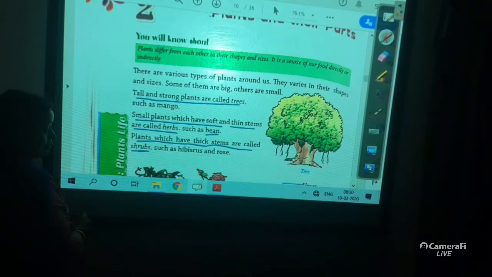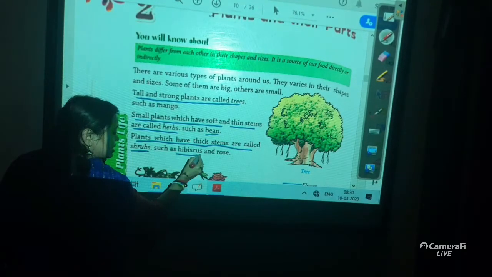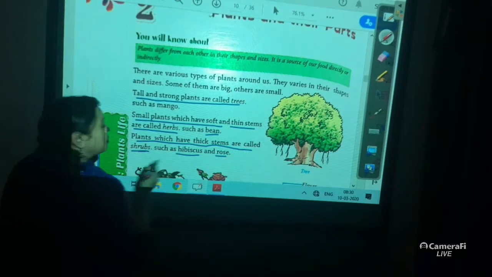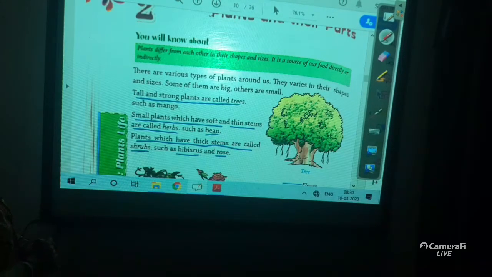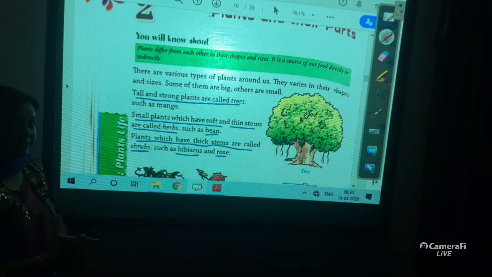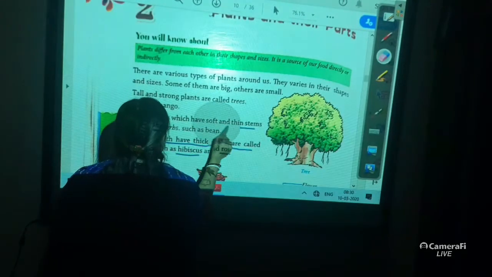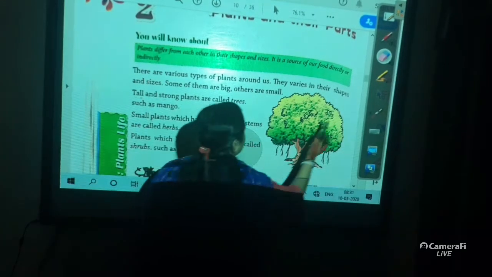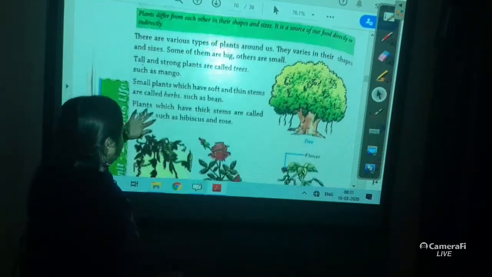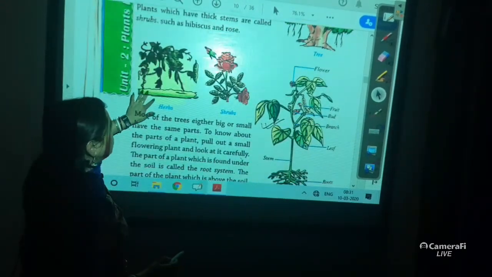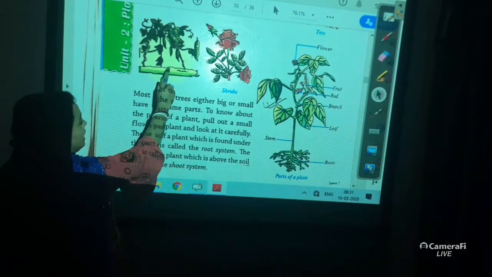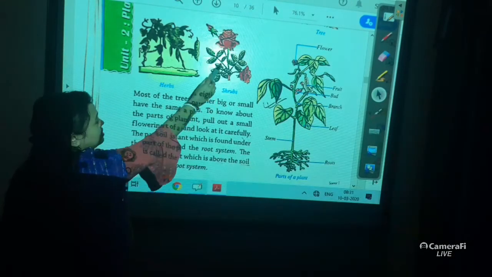And the examples of shrubs are hibiscus, meaning jaba gachh, and rose, meaning gulab. Okay. So we know about the three types of plants: trees, herbs and shrubs. Okay. Now we will learn more about the plants. See the picture of herbs. This is a herb, this is a bean plant, and this is a shrub, rose.